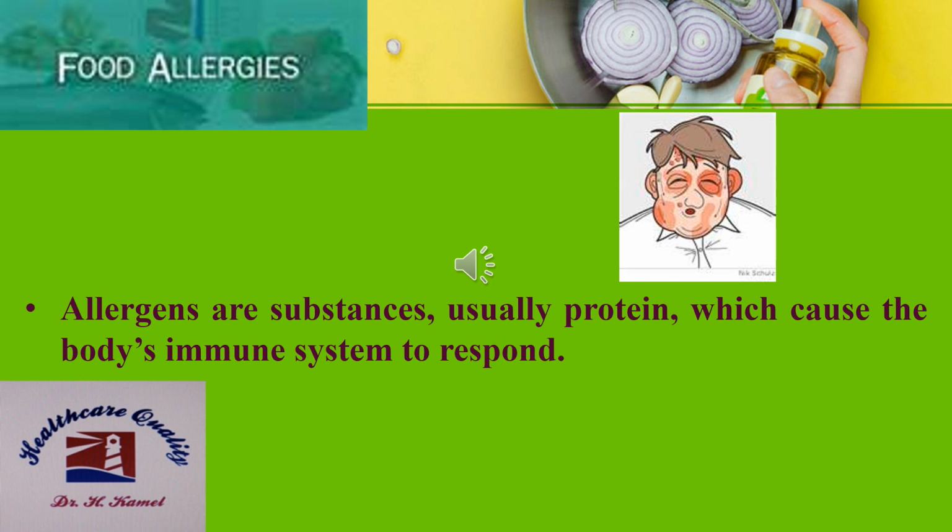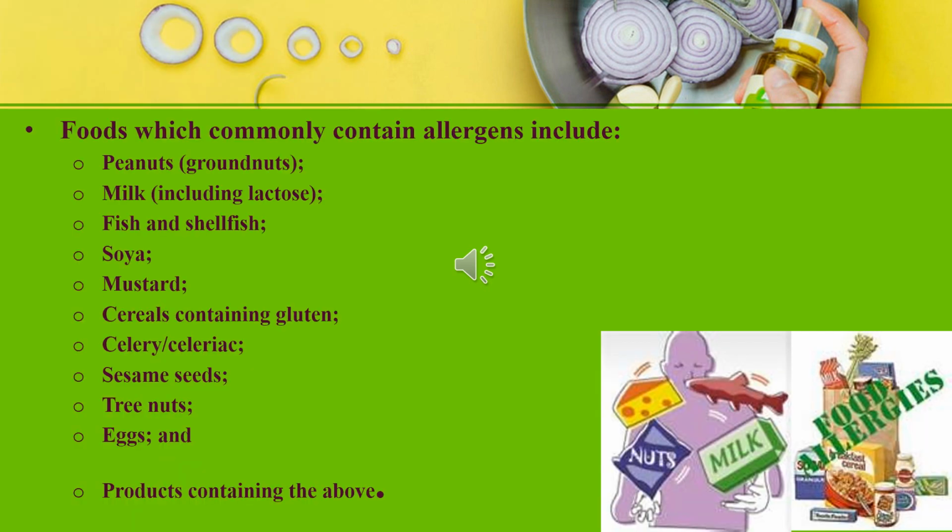Allergens are substances, usually protein, which cause the body's immune system to respond. Foods which commonly contain allergens include peanuts, milk, fish and shellfish, soya, mustard, cereals containing gluten, celery, sesame seeds, tree nuts, eggs, and products containing all the above.